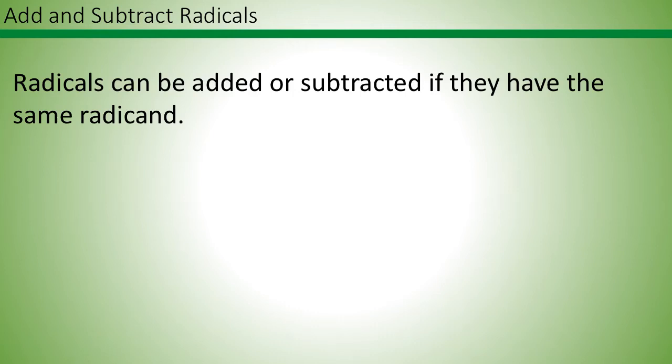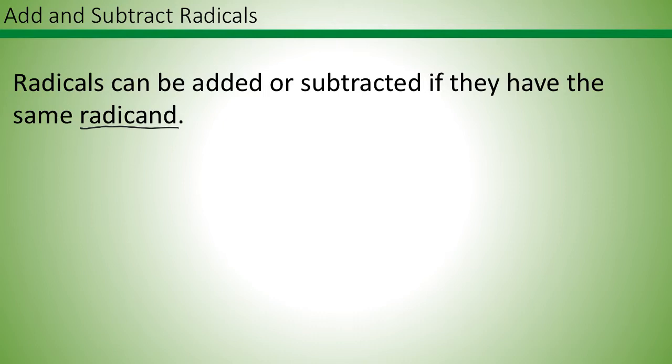Hello everyone, today we are going to be adding and subtracting radicals, okay? And when we are adding and subtracting radicals, one rule that we have is that they must have the same radicand, okay? So two radicals must have the same radicand in order to add them together. So this is kind of like adding like terms.